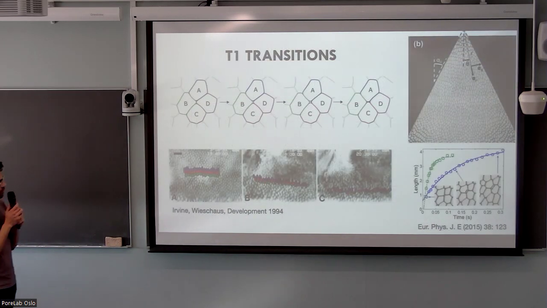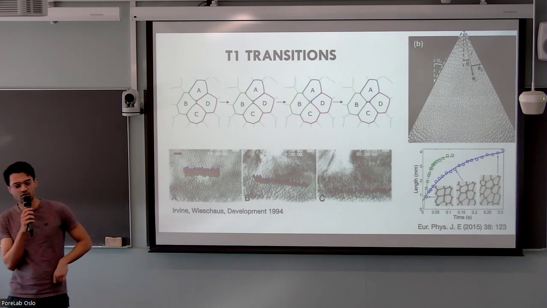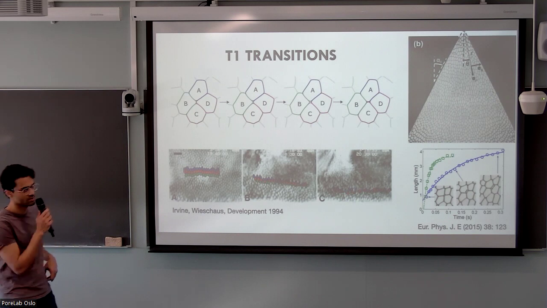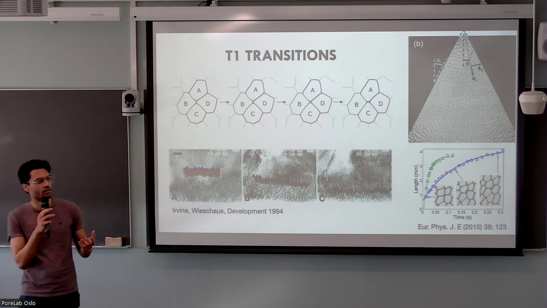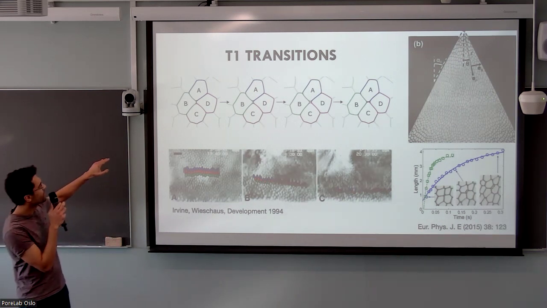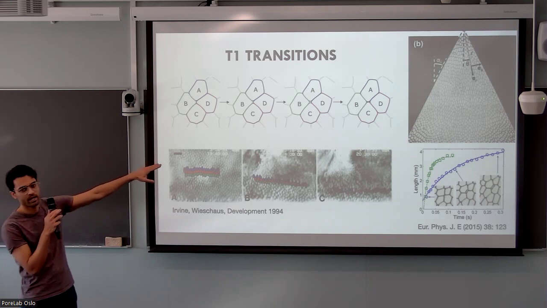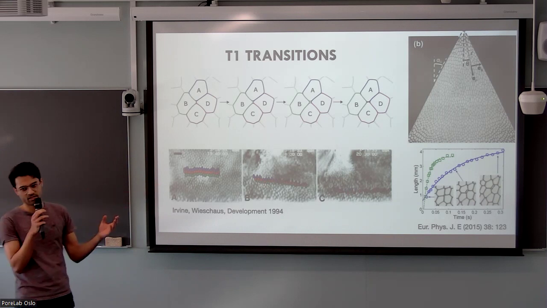So this is the major topic of my work. I study something called the T1 transition. This is just a phenomenon where two cells that are neighbors, in this situation cells B and D, move away from each other, they break contact, and two other cells make contact. So this is a topological change in the neighborhood configuration. This is called a T1 transition.